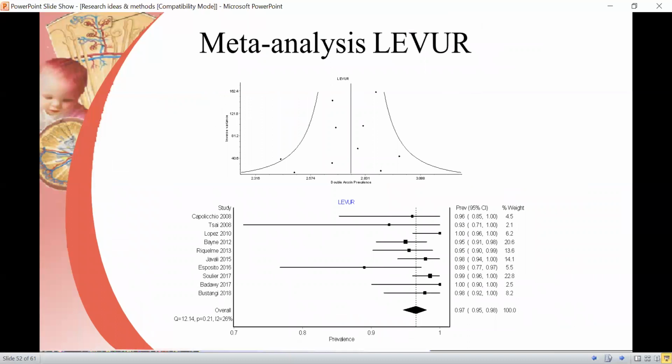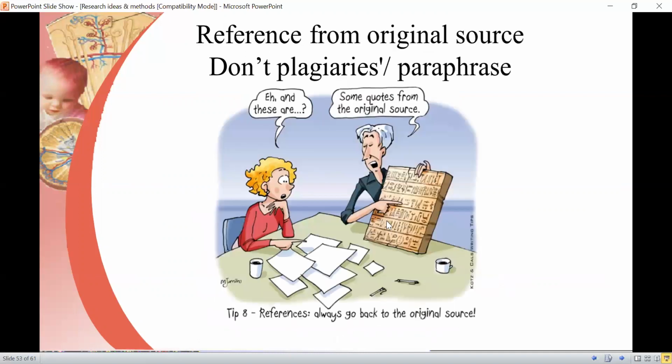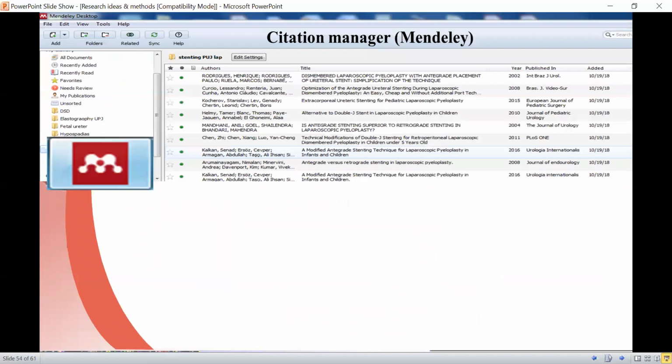Now, when you're doing meta-analysis, you have to use a funnel plot and a forest plot. I am not going into the details of this. Now, coming to the references, a reference manager, or citation manager, is an important thing. It's very useful, and Mendeley reference manager is what I use. You can import your references and then have them all in your own folders.